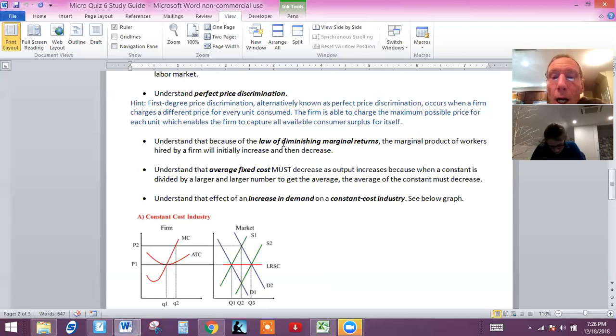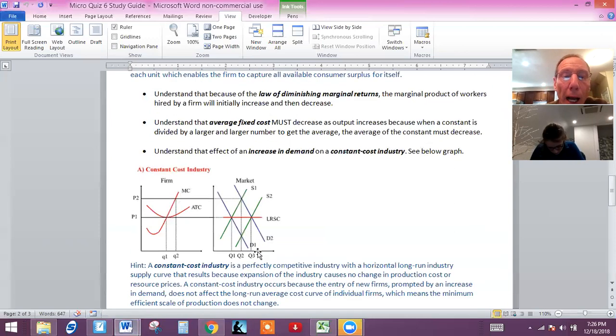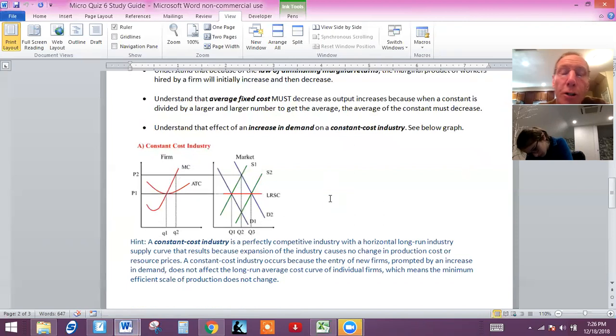Okay. Now this is something that I don't even think is in the book. But you need to know this. What is a constant cost industry? A constant cost industry just means that in the long run, the cost and the price don't change. And this is a constant cost industry, not a constant cost individual firm.